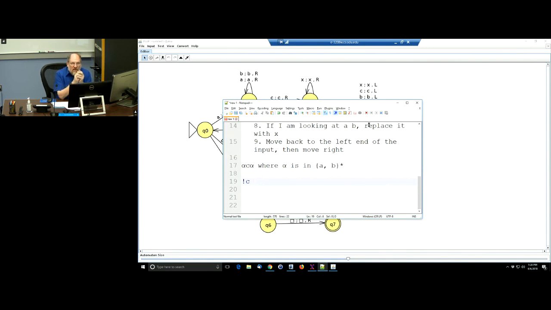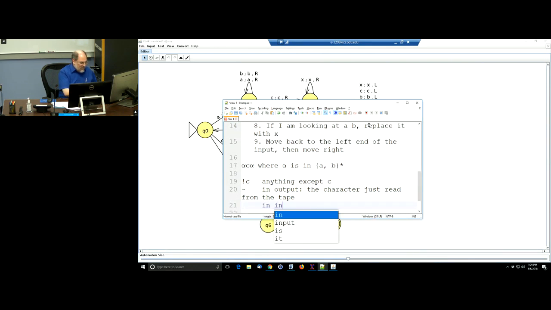One is the exclamation mark in front of a character, which means anything except. The other is the tilde sign, which stands for the character just read from the tape. Actually, it depends on where you put the tilde. If you write it in the output slot, it's the character just read. If you write it in the input, it's any character.